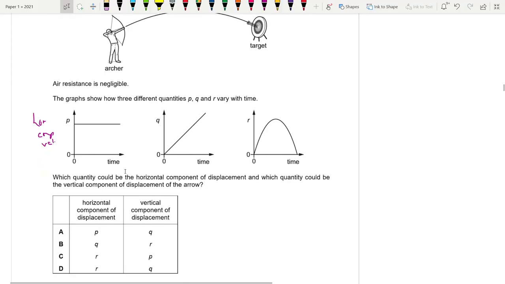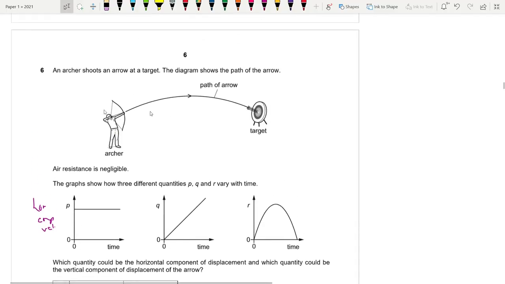Oh wait, in our question, it's not the horizontal component of velocity. We're dealing with displacement, right? So this is interesting, check this out. The horizontal component of displacement: you started from here, you are going to the right all the time, okay? So horizontal displacement always increases. Think about it, you're always going towards the right. But what about vertical displacement? You went up, then you came down to your original position. Your vertical displacement at the end of the journey is actually zero.